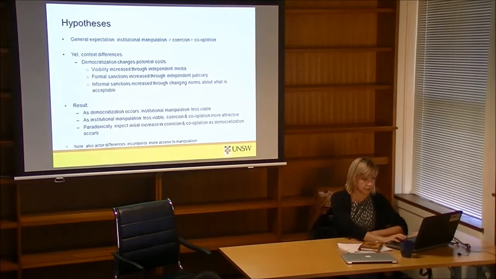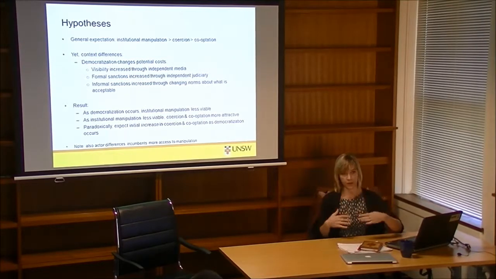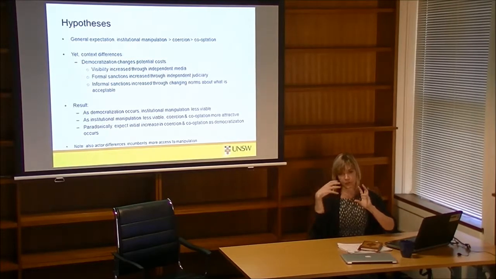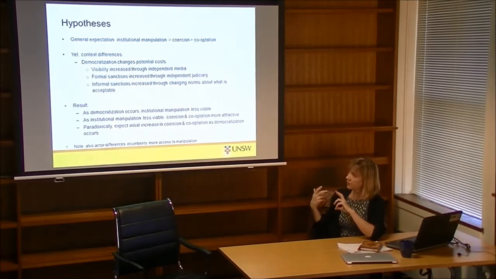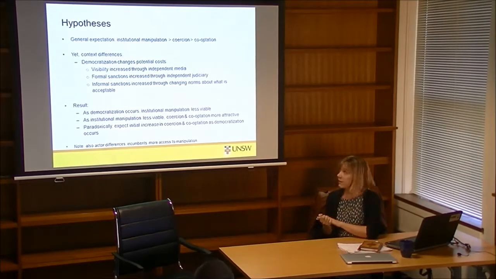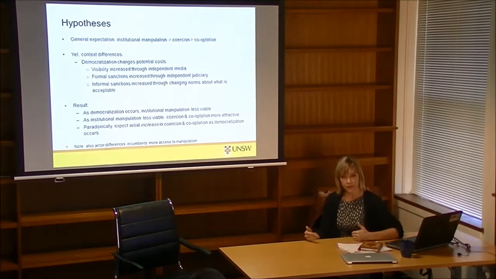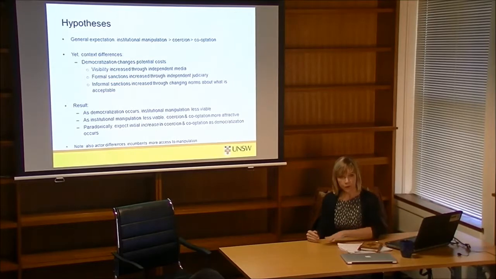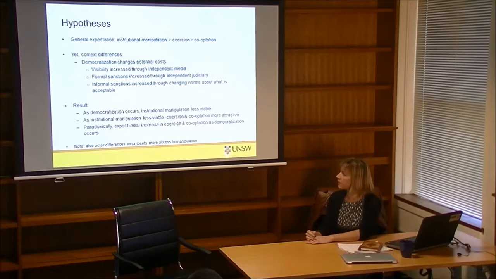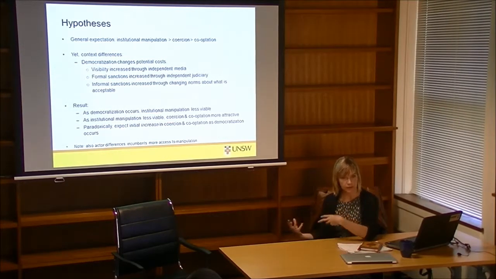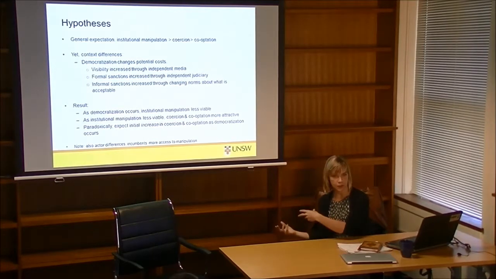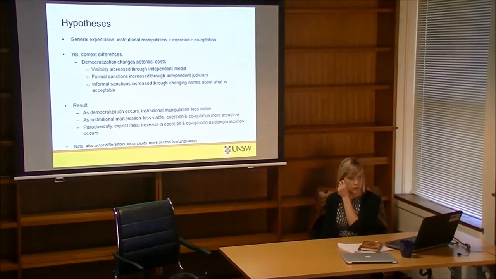Yet, there are differences in the context. Because democratization, and that's why we formalize it like this, because then you can show how democratization changes the potential costs. Why? Well, it changes the visibility. Increasingly independent media will make sure that electoral manipulation is noted. Formal sanctions are increased because both the electoral management bodies and the judiciary become more independent. Informal sanctions are also likely to change because norms about what is acceptable behavior are also likely to change as democratization progresses.